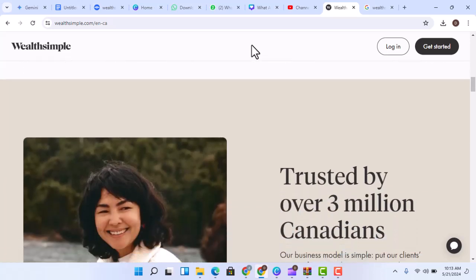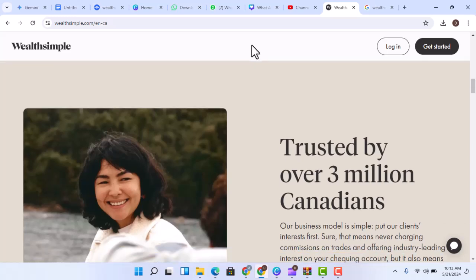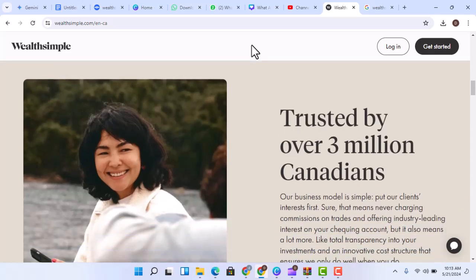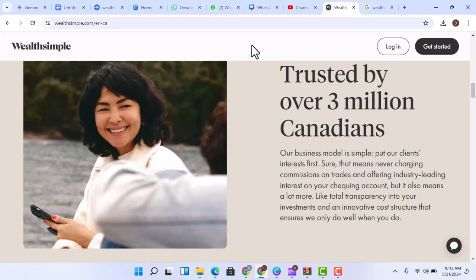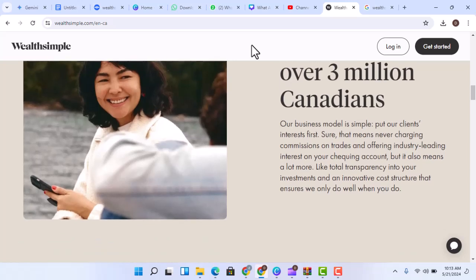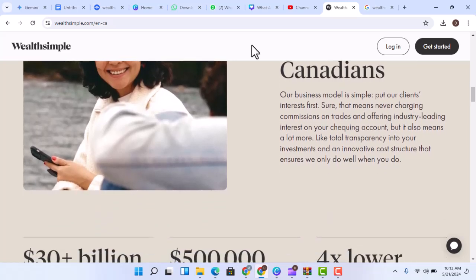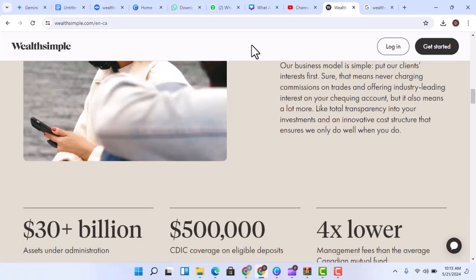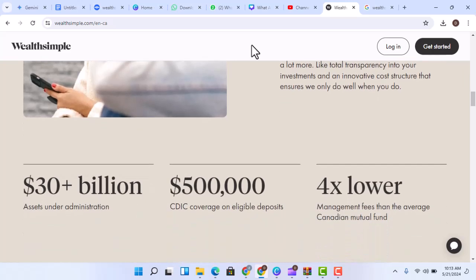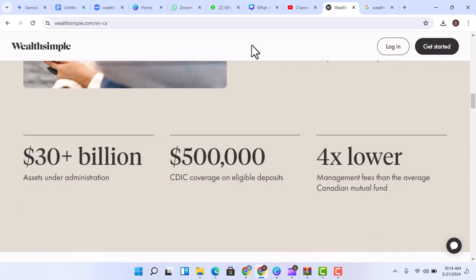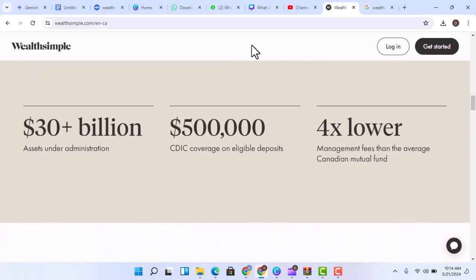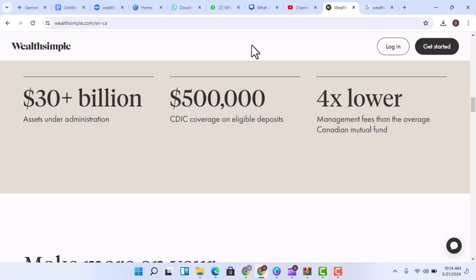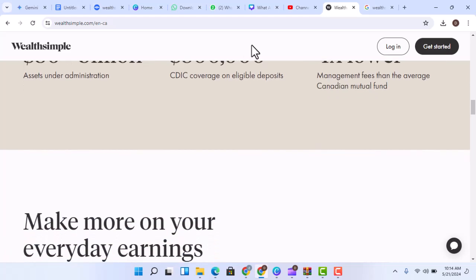Two, trading fees. While Wealthsimple doesn't charge a commission per trade, there are other fees to consider. Exchange fees. These fees are charged by the stock exchanges where your trades are executed. Currency conversion fees. If you're trading in foreign currencies, you might incur conversion fees. Data fees. Some data providers may charge fees for market data.